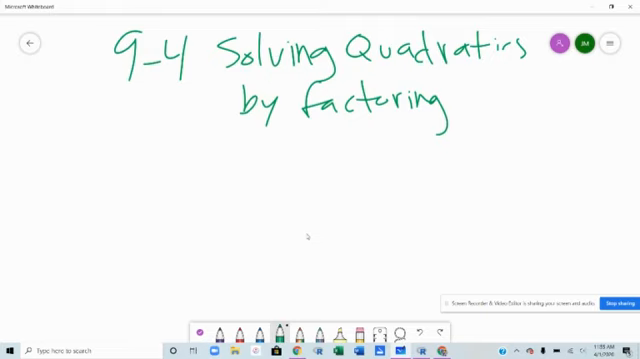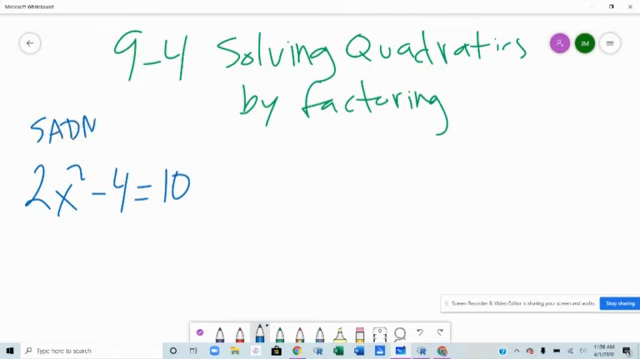Back in 9.2, you solved using just inverses. So you might have had something like 2x squared minus 4 equals 10. And you would just do the inverses. Since you had minus 4, you would add 4 to both sides. And then you had this timesing by 2, so you would divide by 2 on both sides. And then you had your squared, and the inverse of that is square rooting, so you would square root both sides. In 9.2, you used your saying of SADNEP in order to know what order to do your inverses in.